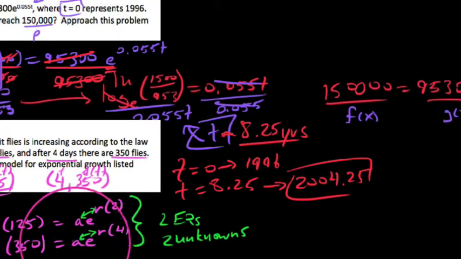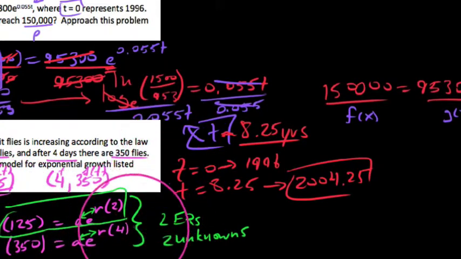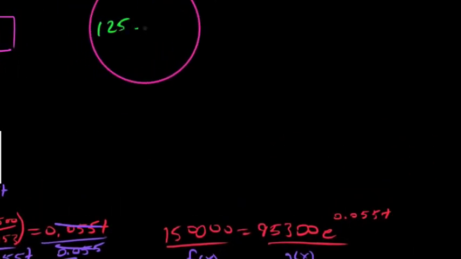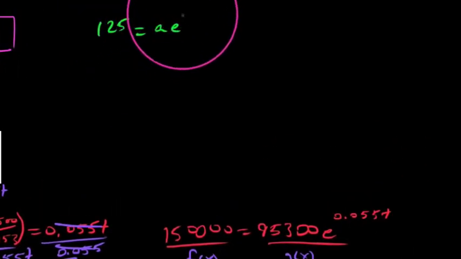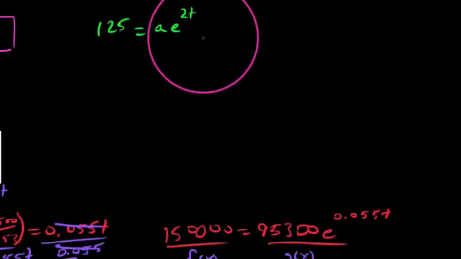And you'll notice that it's really easy to isolate the a's. I'm going to suggest using the one with the smaller values in it. But if we really isolated this a here, it means we would divide both sides by e to the 2r. Okay, so let me rewrite these up here. We say 125 equals a e to the 2 times t is what I'm going to write here.